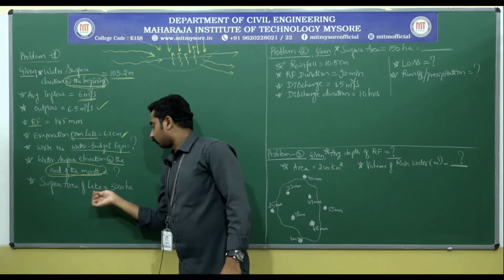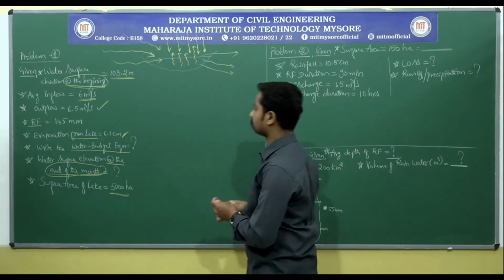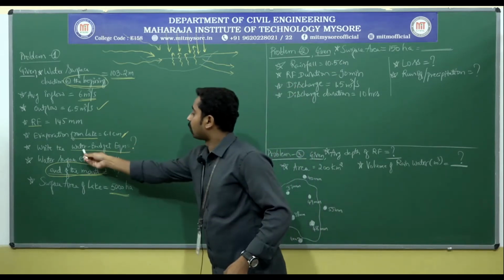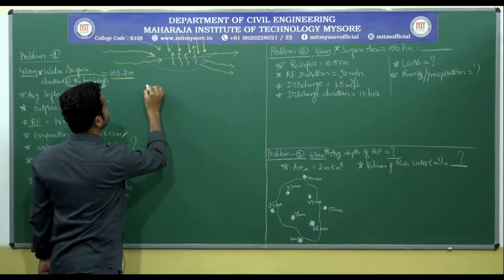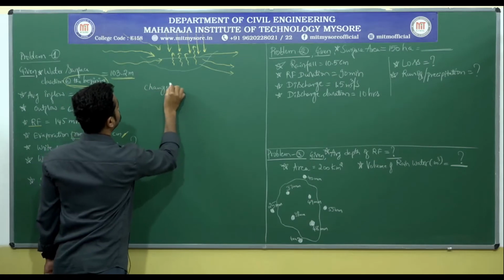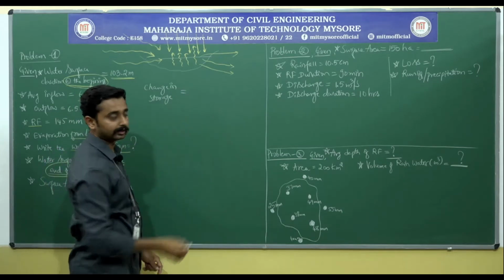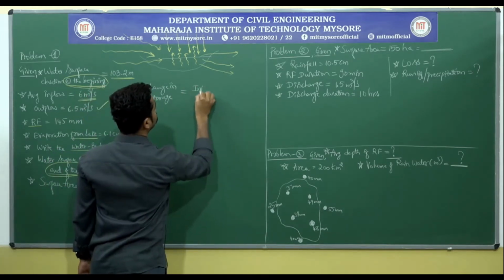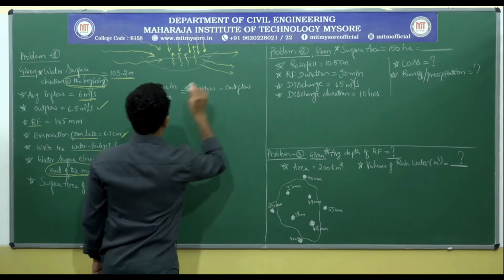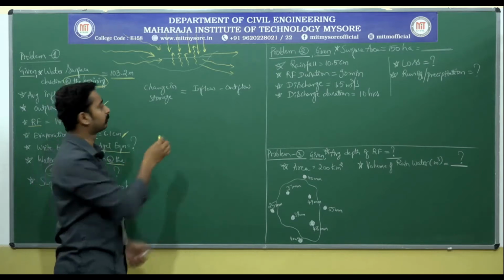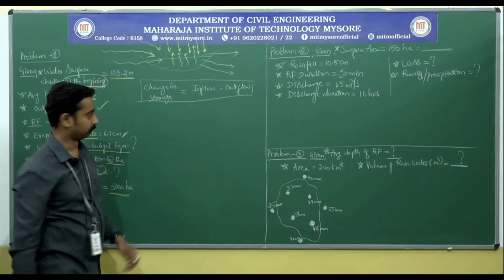Surface area of lake is given, 500 hectares. First, what should we do? We need to write the water budget equation. You know very well what the water budget equation is. Change in storage is equal to inflow minus outflow. This is the basic water budget equation.